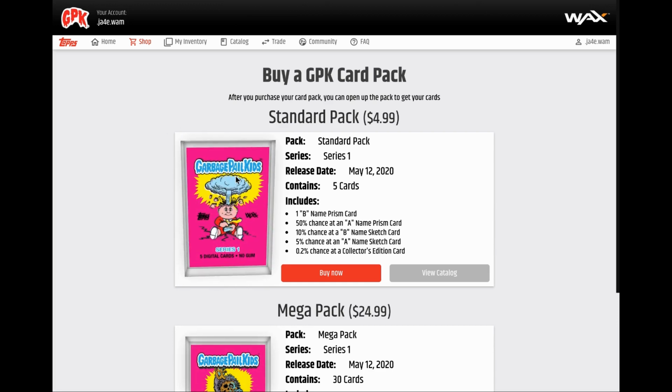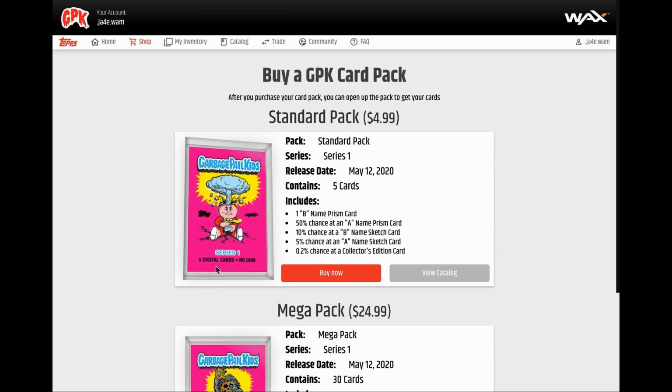So a few things to discuss. What is Garbage Pail Kids? Garbage Pail Kids were a pretty big collectible card phenomenon in the US in the 80s and 90s. They were originally associated with buying chewing gum. You'd get chewing gum, and you'd get these free stickers.